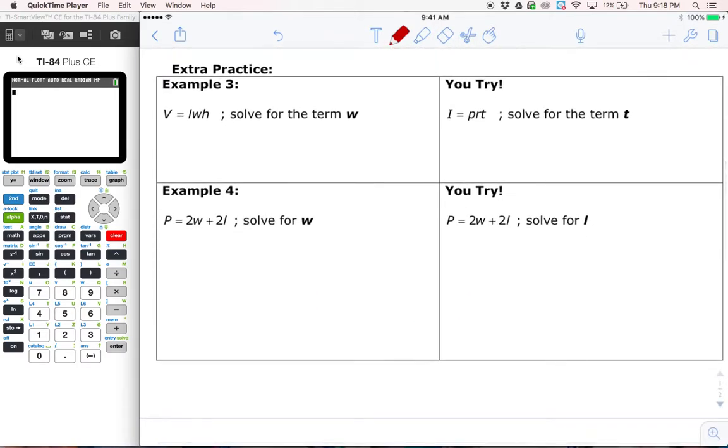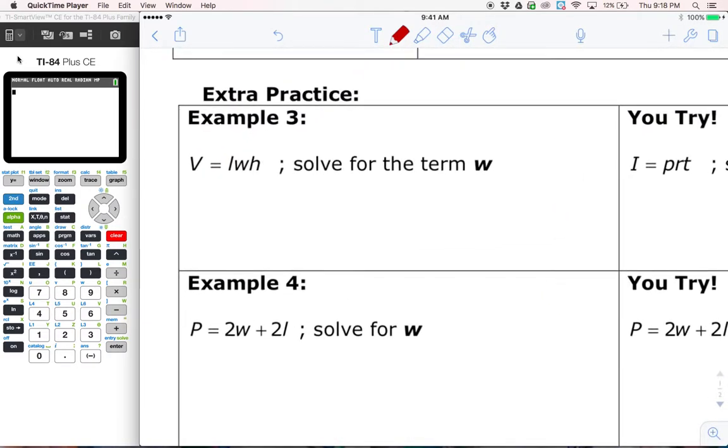All right, example 3. Okay, in example 3, we're not really looking at regular problems anymore. We're just kind of running with this idea we have. We're asked to solve for the term W. We're solving for W. Again, I can't stress this enough. Identify then what we need to get rid of. Well, I need to get rid of this L, and I need to get rid of this H. I need them to go away.